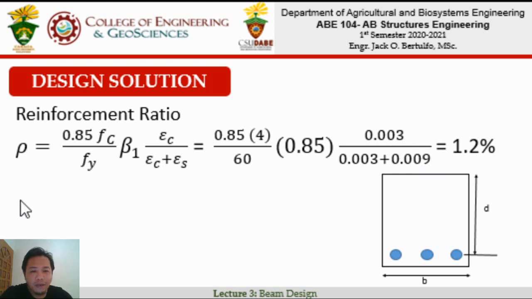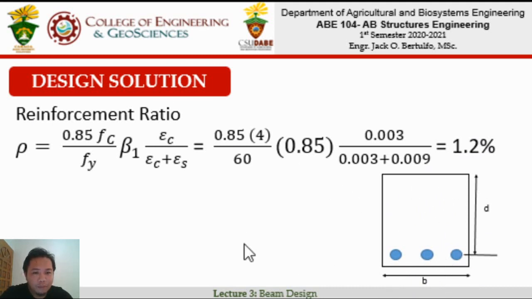So we have a reinforcement ratio of 1.2%. I express that in percent because it is easy to understand, because it is a ratio. But during calculation, you can express that as 0.012. So this is now the configuration of our beam. We have this concrete beam, then we have the reinforcement.